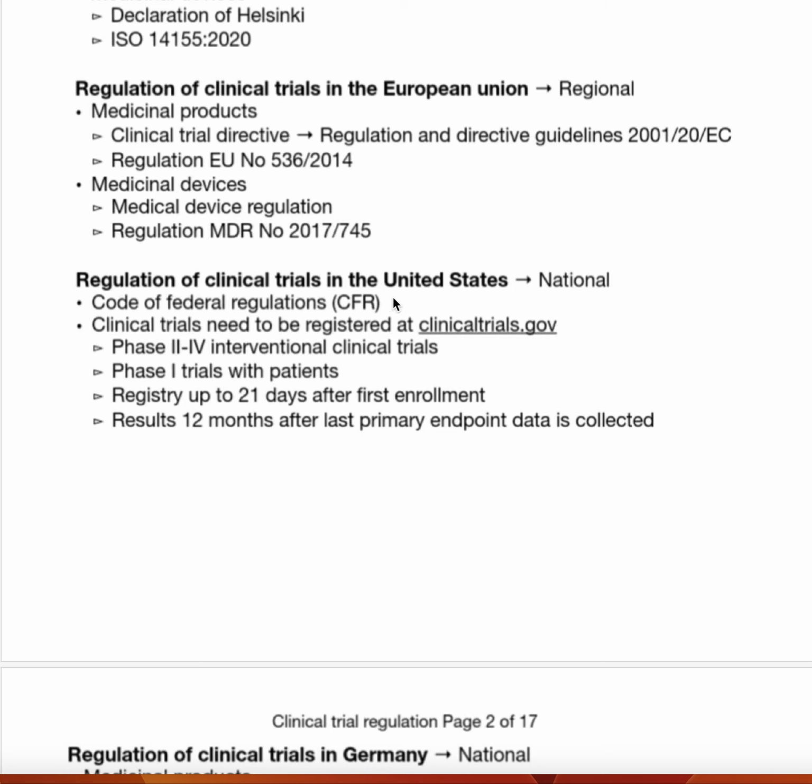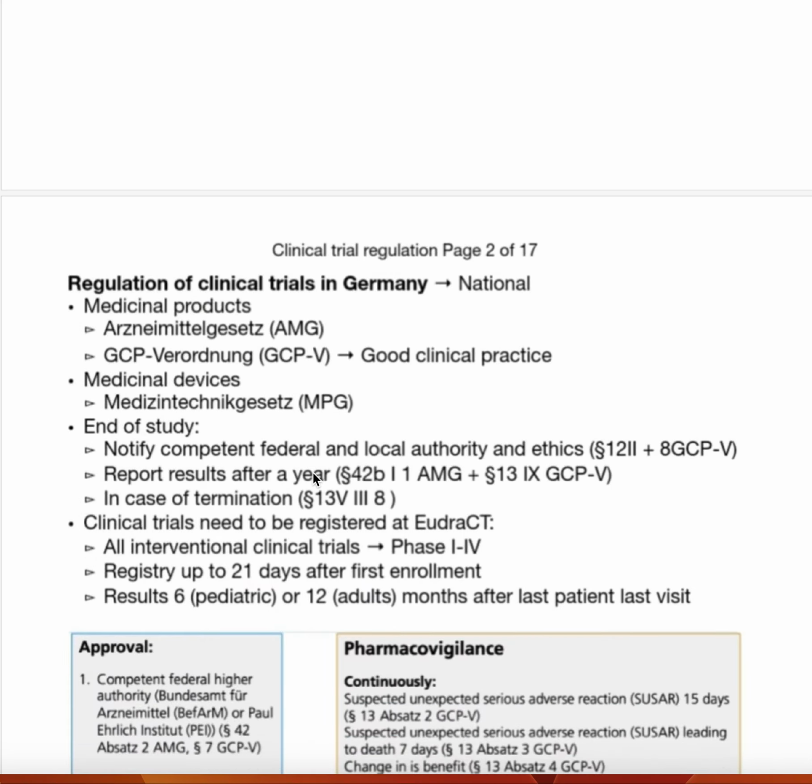Regulations, CFR. So when you hear CFR, it's the Code of Federal Regulations, and that is related only to the United States. It's special to the United States, you know. So they have to register in clinicaltrials.gov, and they said that phase 2 to phase 4 are interventional clinical trials, and phase 1 trials with patients, which is the opposite of what we said, because we said that phase 1 is related to the healthy ones. Registration is up to 21 days after the first enrollment, and the results will be 12 months after the last primary endpoint data is collected.